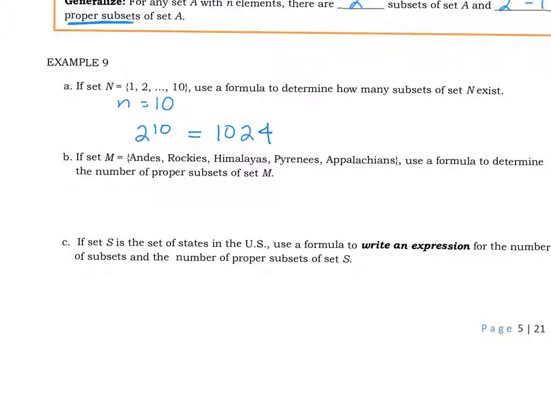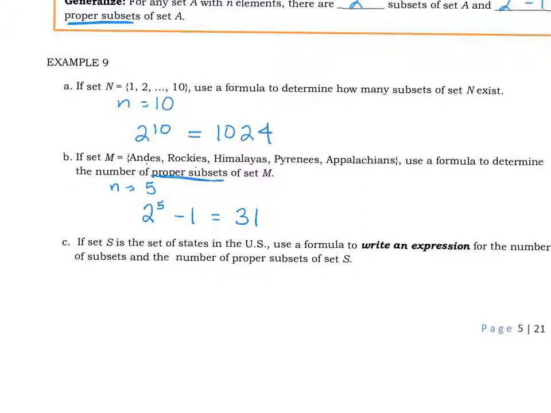B says if set M is Andes, Rockies, Himalayas, Pyrenees, Appalachians. So it looks like set M has 1, 2, 3, 4, 5 elements. Use a formula to determine the number of proper subsets of set M. So that will be 2 to the 5th power minus 1. So that gives us 31.